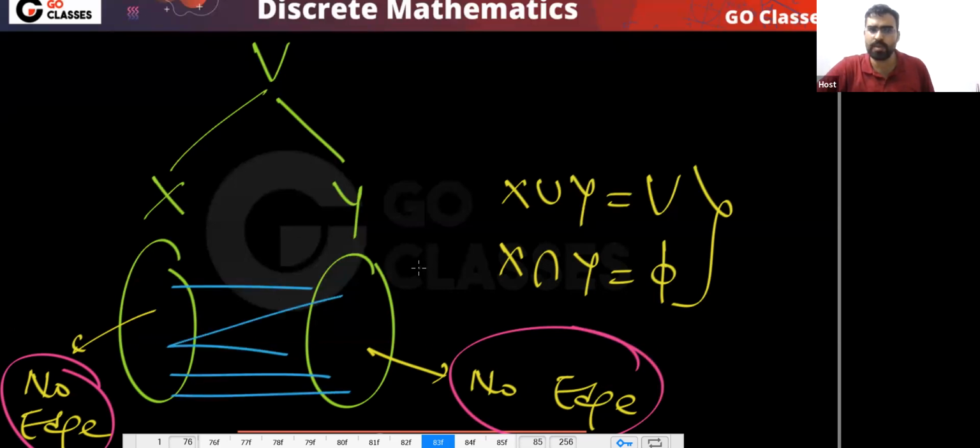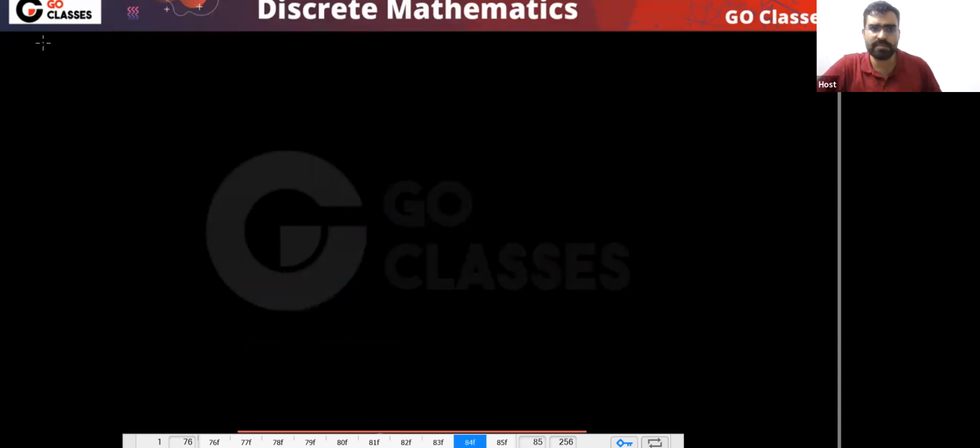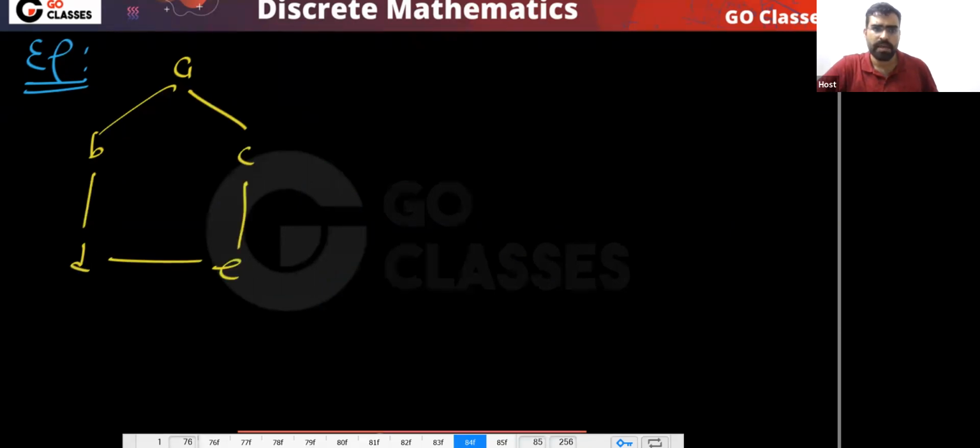All the edges must be between the partition. Whatever edge you have, they should be between the two parts, this part and this part. This is the definition of bipartite graph. Let's see with example, this concept will be clear. Can anyone give me a partition of this set A, B, C, D, E? Is this graph bipartite?